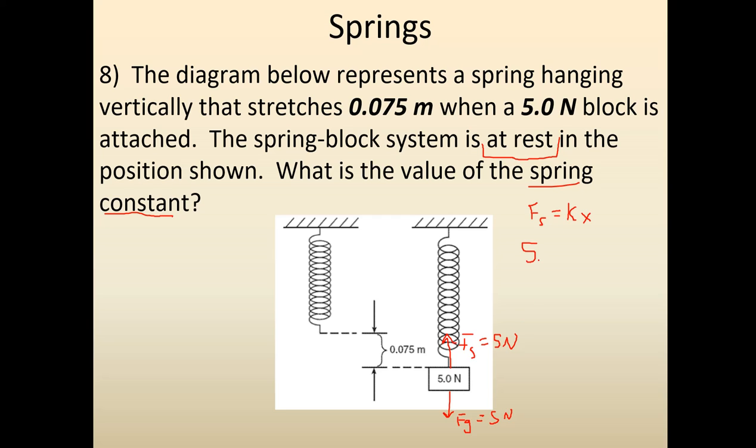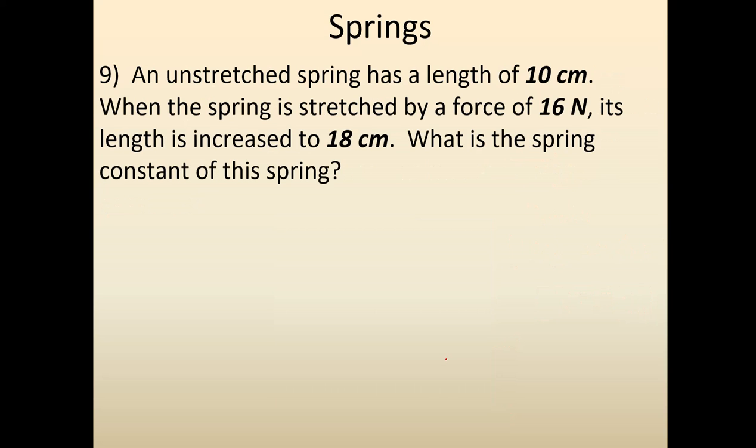So when I plug this in, I have 5 newtons equals K times 0.075. So I get that the spring constant ends up being equal to about 67 newtons per meter. Again, you want to do the whole FBD. That stuff doesn't change. It's just now we're bringing in this new force that we can talk about. Here's the next question. Pause the video, work it yourself, and we'll go over it in a second.